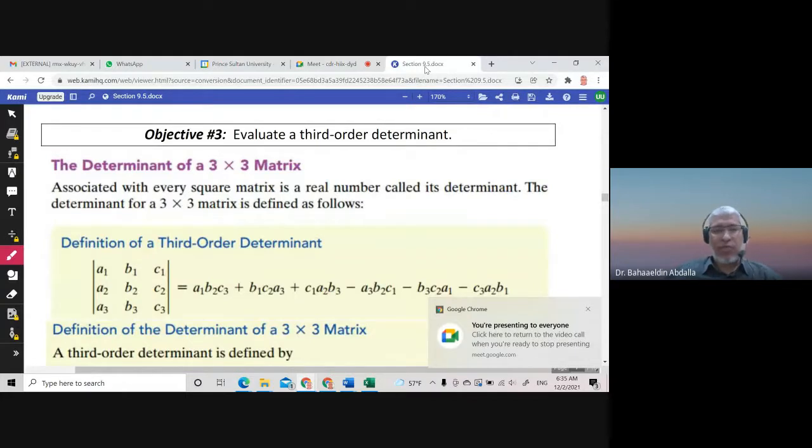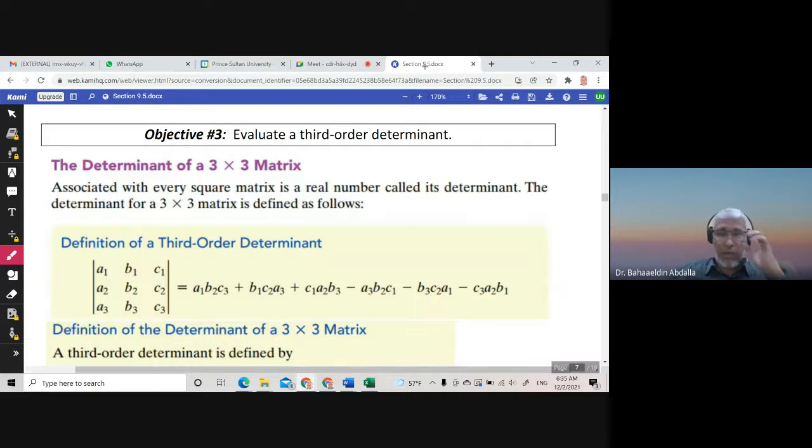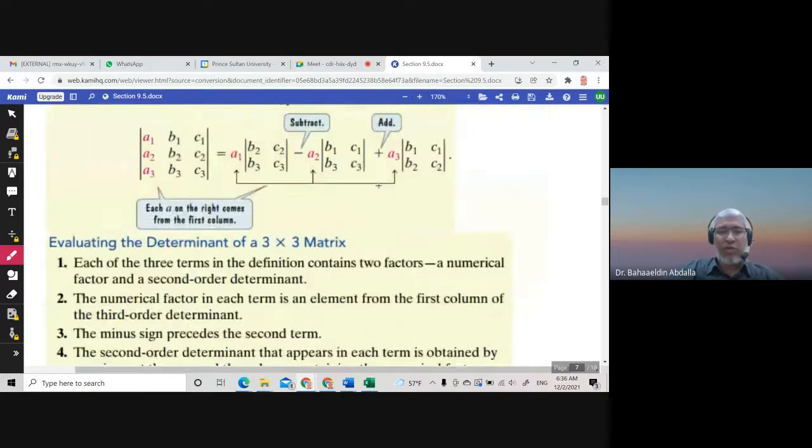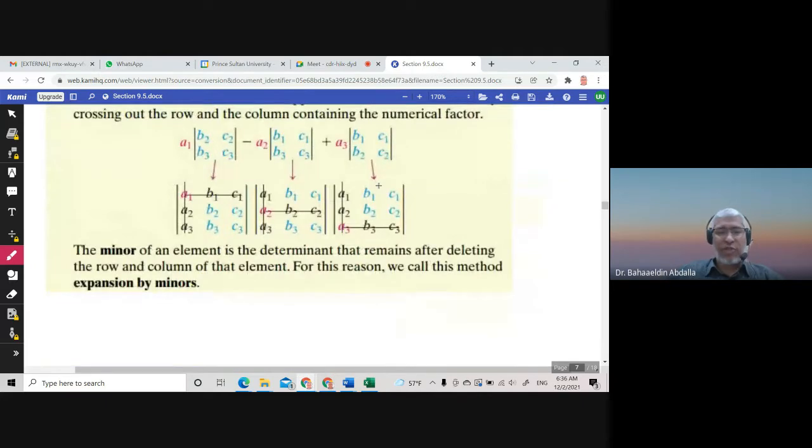We are still in section 9.5 and we will talk in this video about evaluating a third order determinant. How to evaluate the determinant of a 3 by 3 matrix. In fact, there are different ways to evaluate a 3 by 3 determinant, but I will talk here about one of these methods, and this method is called expansion by minors. So let us define first what is a minor.